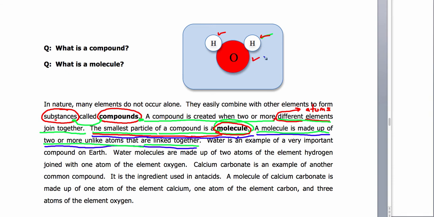Calcium carbonate is another example of another compound. It is the ingredient used in antacids. A molecule of calcium carbonate is made up of one atom of the element calcium and one atom of the element carbon and three atoms of the element oxygen. And we can take a look at that.